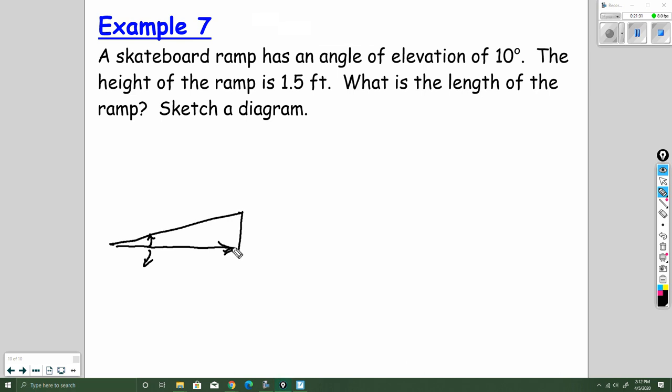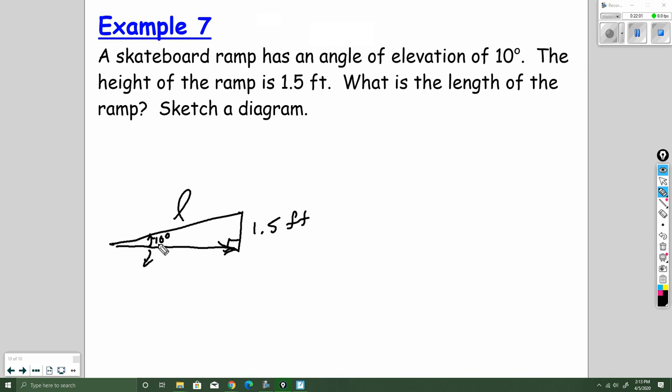And there we go. We can form our triangle now. So this is 10 degrees. Hopefully that doesn't look like 100. And then the height of the ramp, which is right here, is 1.5 feet. And we just want to know what's the length of the ramp. Maybe we want it to be 1.5 feet tall, and we just have to figure out how much wood we have to buy to build this ramp.